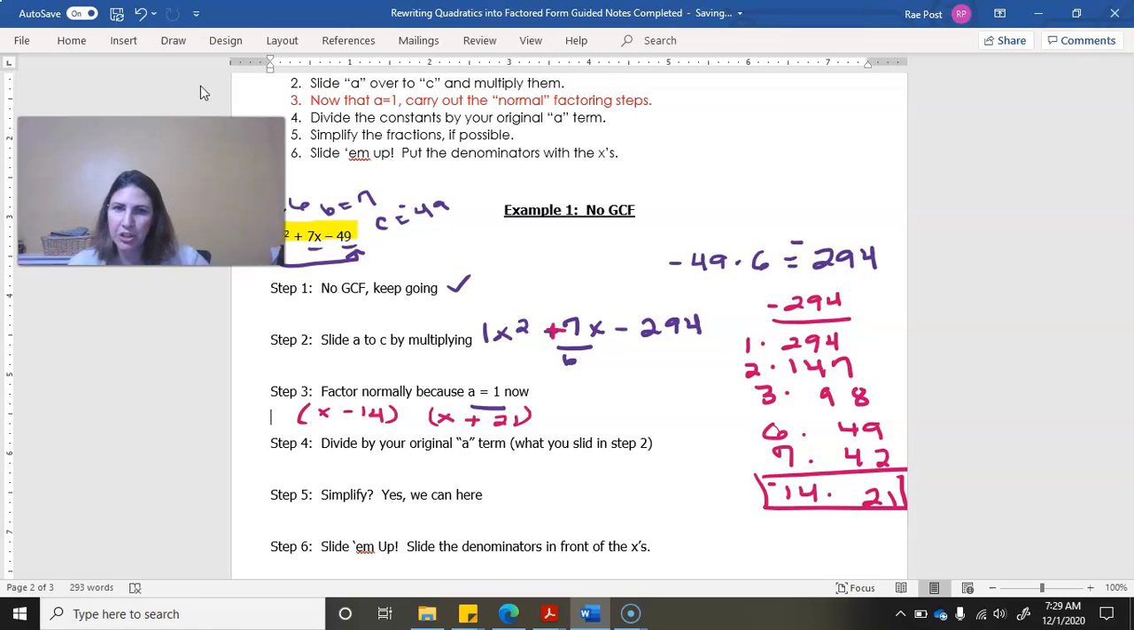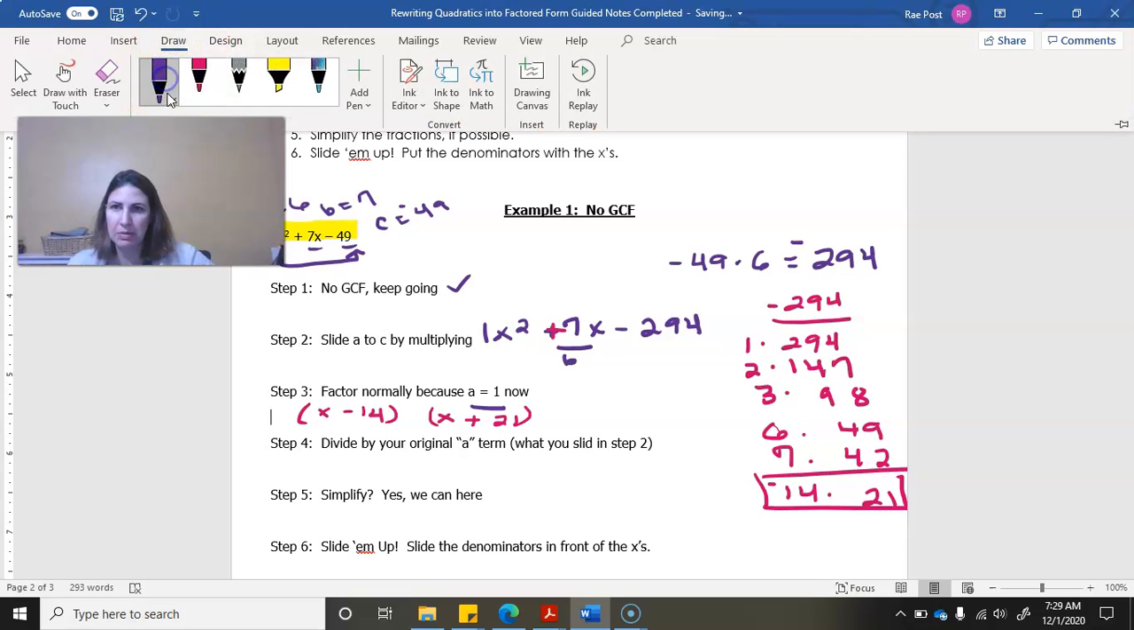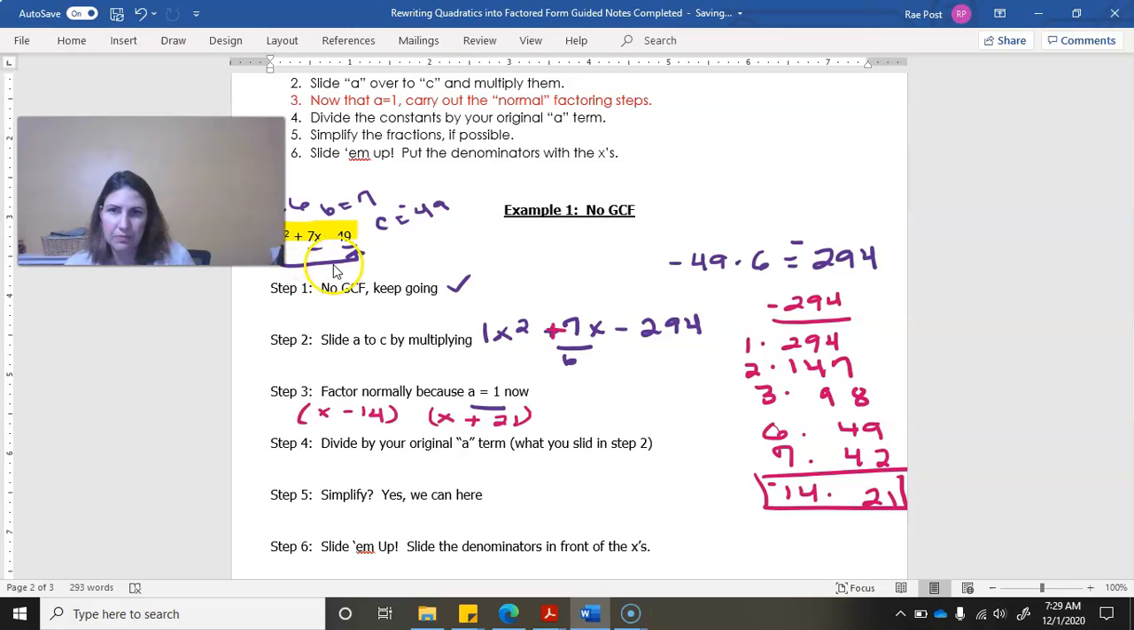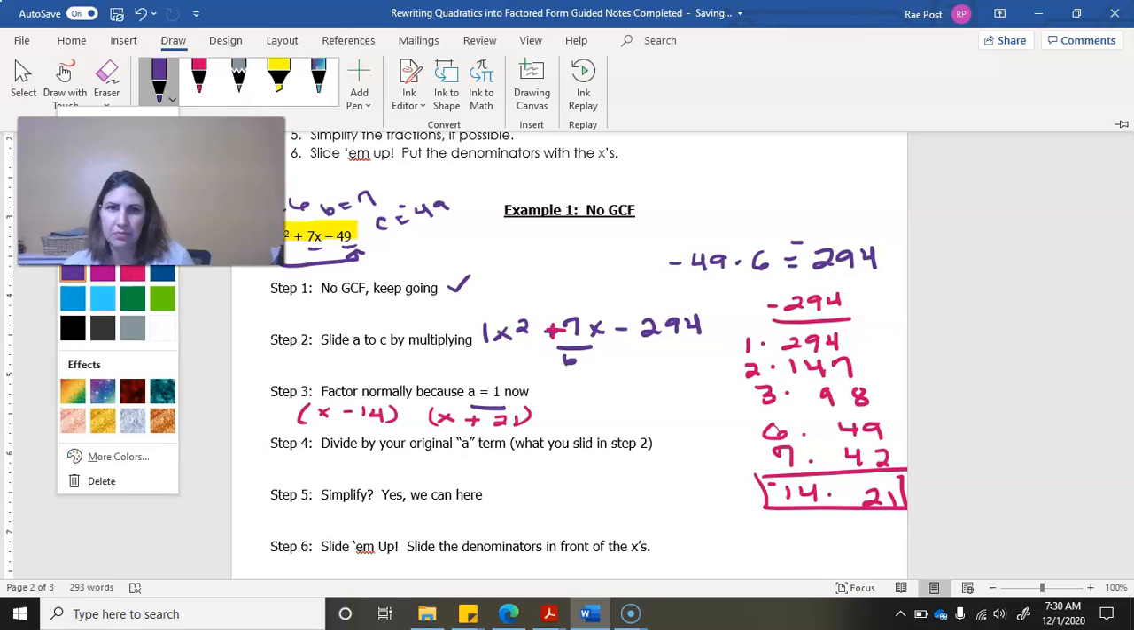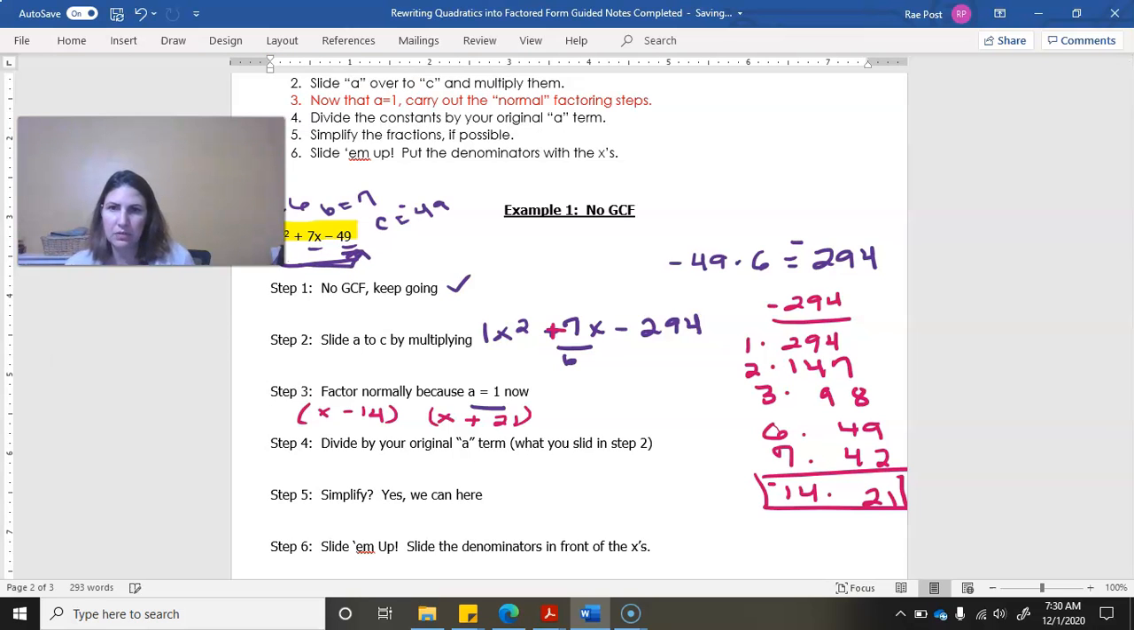Step 4: divide your original a term by what you slid in step 2. I'm just going to change my pen back. What did we slide? We slid 6 over. Remember that? So right here, we slid the 6 over. That means we're going to take x minus 14 and divide by 6. Why 6? Because that's what we slid in step 2. Now this is going to be x plus 21, and my 21 is also going to divide by 6. That's step 4. That's what that means. Why 6? Because that's what we moved over to multiply.